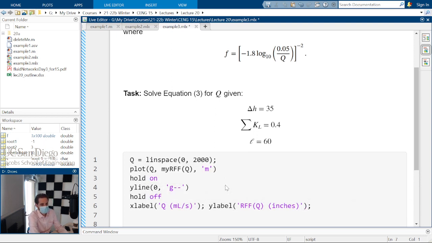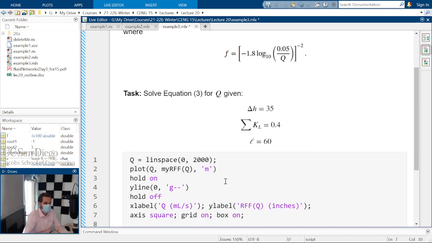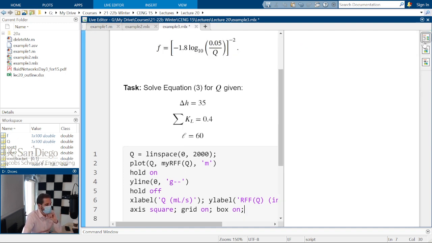On your homework and stuff like that, if you know the units, try and put them on there, but it's okay if you get the units wrong. As long as it's labeled somehow that the reader would know what is appearing on those axes, that's what you need. And then I like the old axis square and the grid on and the box on. But that's just personal preference. Take a look at what we get.